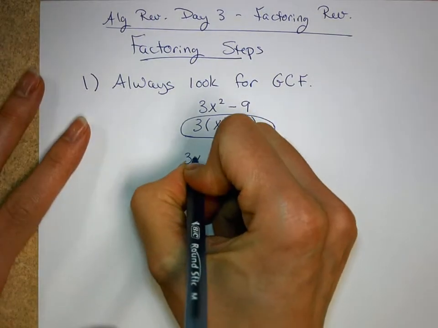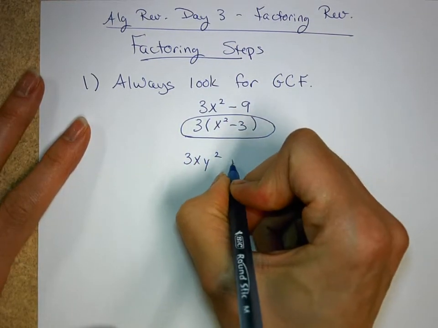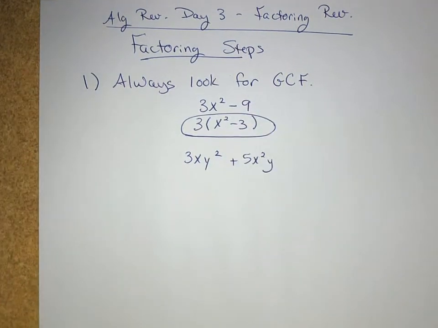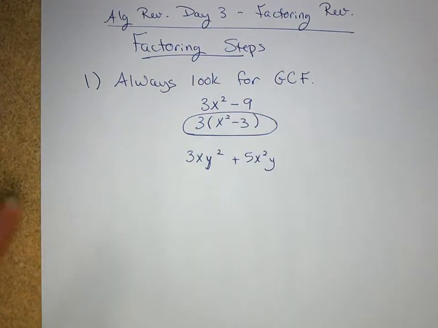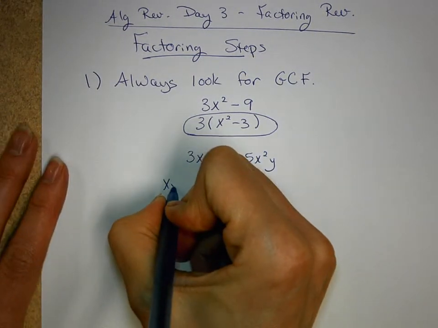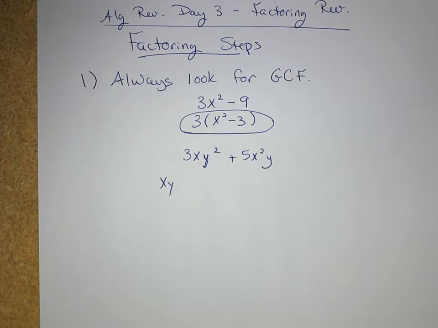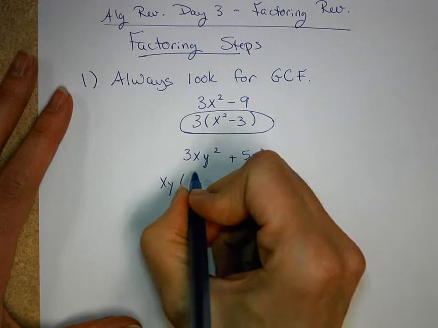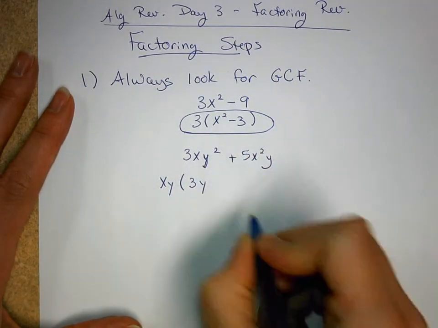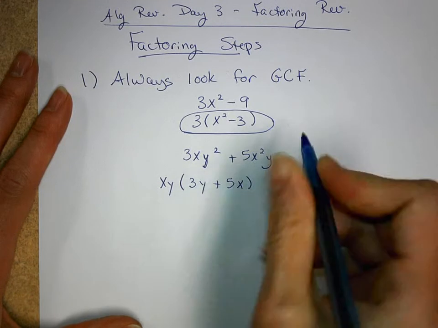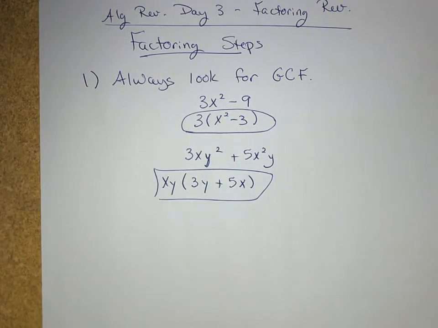What if I had something like this? 3xy squared plus 5x squared y. I'm going to ask you to factor this. Heidi, what would you take out? Yeah, just an x and a y. I kind of like it when you have variables you can take out. Because literally, if you look at the exponents, you can only take out the smallest one. So for the x's, I can take an x out of both. So here, you should get 3y plus 5x. And that's the most you can factor that one.